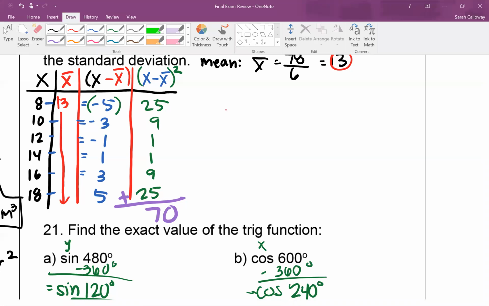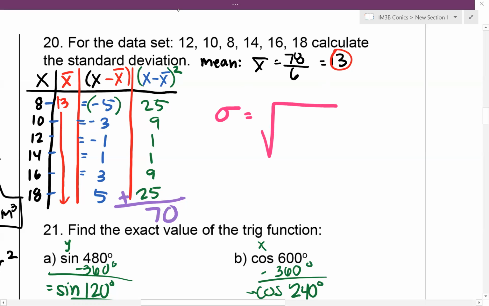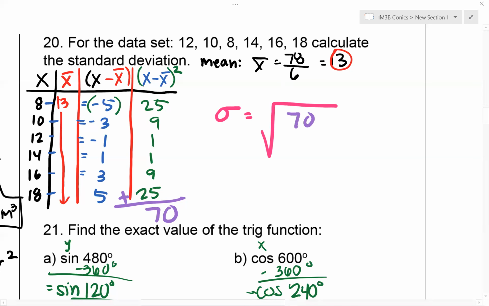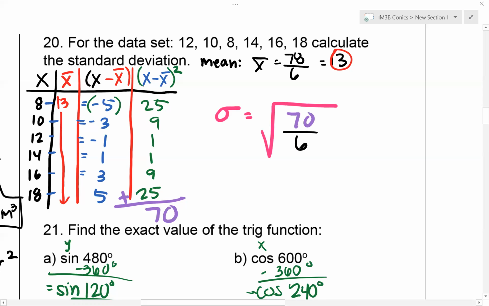So remember that the symbol for standard deviation is sigma, kind of looks like an O. To do that, I'm taking the square root of that value 70 divided by the 6. So I'm dividing first and then taking the square root. Or you're plugging it into your calculator like that. So square root of 70 divided by 6 is about 3.4. Okay, so the standard deviation of this data set is about 3.4.